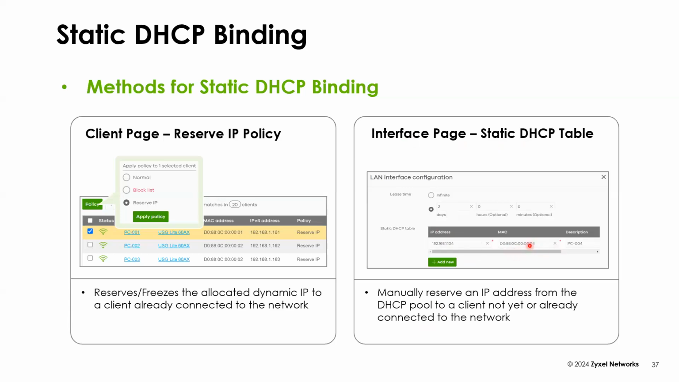If you don't know the MAC address, you have to go check it on the device, or you can go back to that client's page, and for every client we show their MAC address. You can copy and paste it from there, go back to interface and put it in here. So the interface page static DHCP table is the most flexible way of doing this, but it requires some extra effort on you. The client page is the easiest way to do it, but you can't specify the IP address. And if you do it for the same device in both interfaces, the static DHCP table takes preference over the reserve IP policy.